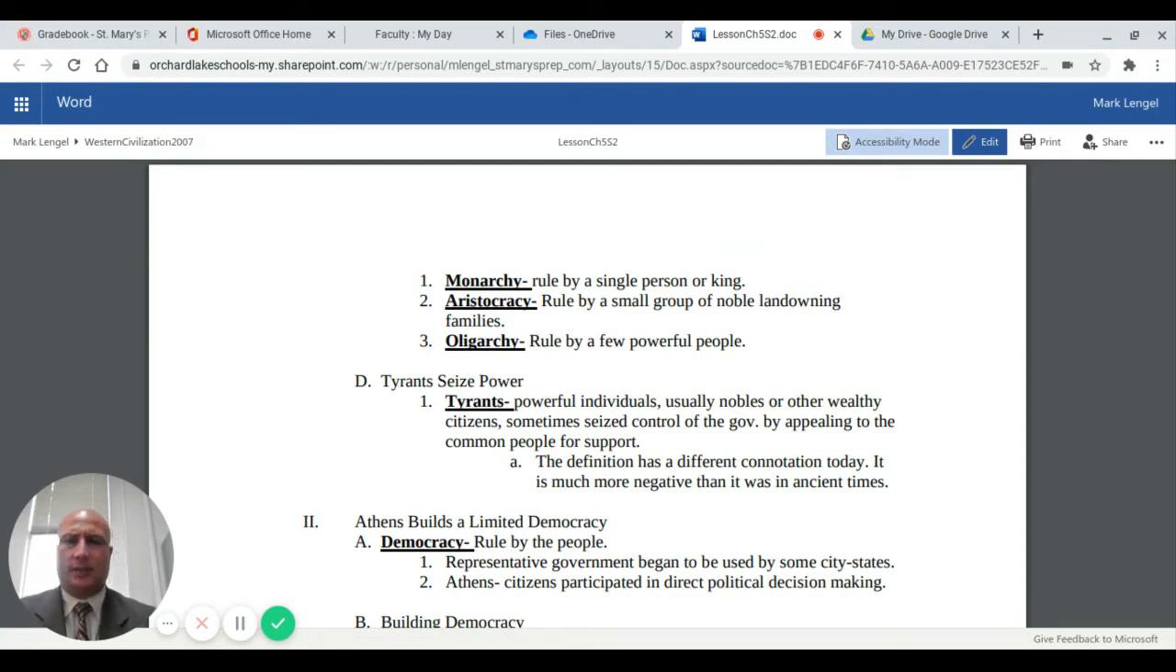Now, this definition has a different connotation today. Today, we think of a tyrant as a very negative thing. In the ancient times, a tyrant was simply someone who had the support of the people.